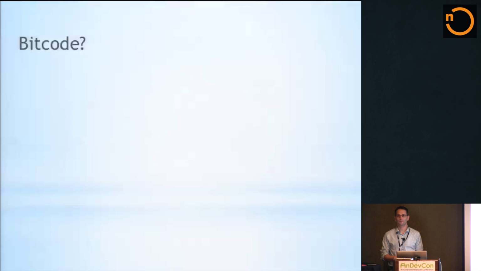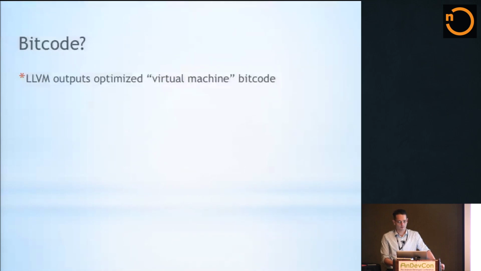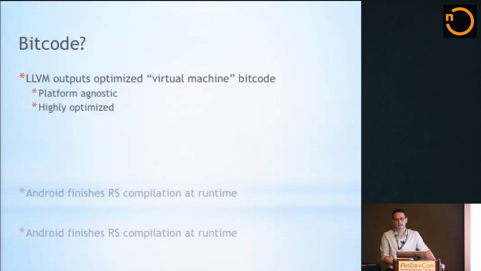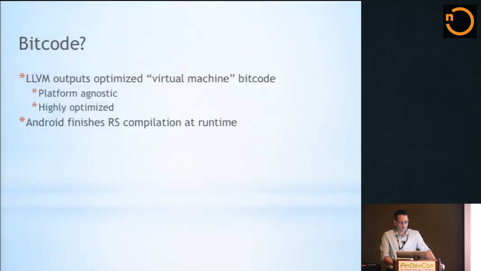And you're probably scratching your head going, Bitcode? I've heard of bytecode. We talk about Java here in Android all the time. What in the world is Bitcode? Okay, LLVM is another type of virtual machine-like technology, and it outputs optimized bitcode for an LLVM engine. Okay, it's platform agnostic, it's highly optimized, and Android finishes the RenderScript compilation at runtime.